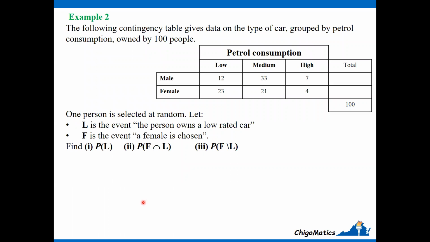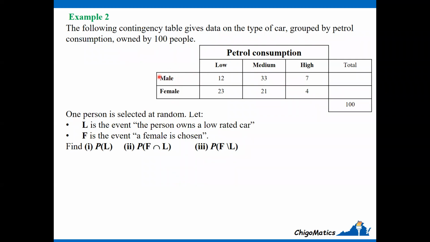Okay, let's go to example number 2. The following contingency table gives data on the type of car grouped by petrol consumption owned by 100 people. Here we are told how many people are owning the cars in question, right? But they are grouped by petrol consumption, so that petrol consumption we have low, medium, and high. Right, we have female and men, isn't it?